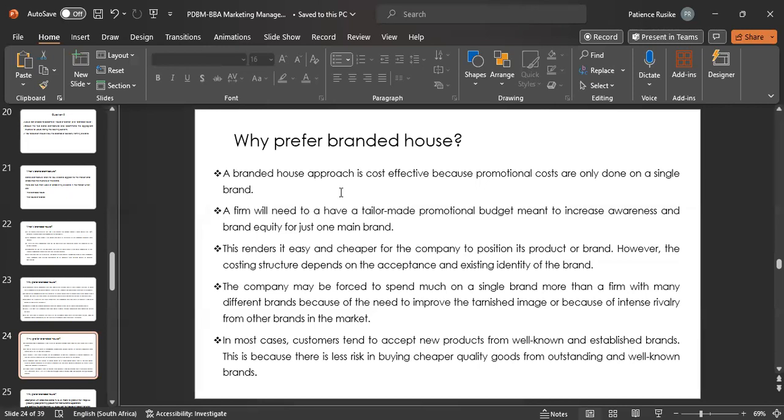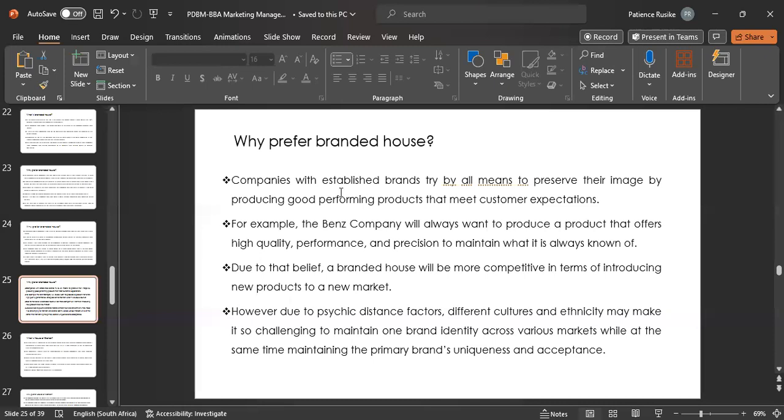Right. So if you know the concept, just to know the concept of what it is, you will realize that even when we answer the last part, which is saying which structure is appropriate, it will be easy for us to answer that question because we have understood the concept of branded house, right? Okay, this is just a continuation.